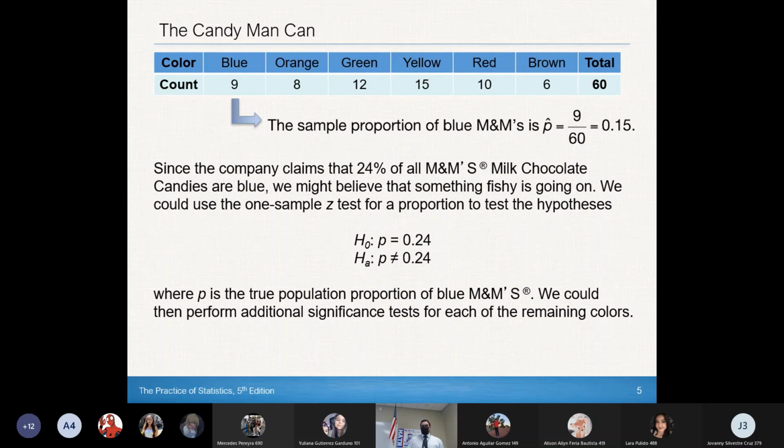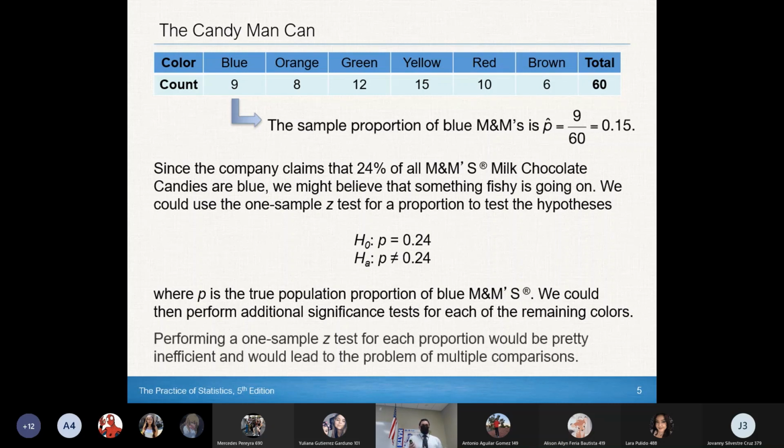We could then perform additional significance tests for each of the remaining colors to see if the claim for each color is correct. Performing a one sample z-test for each proportion would be pretty inefficient and would lead to the problem of multiple comparisons, meaning we could find significance in some of the results and not others, and then how do we interpret that? We have conflicting things going on. That's not helpful.